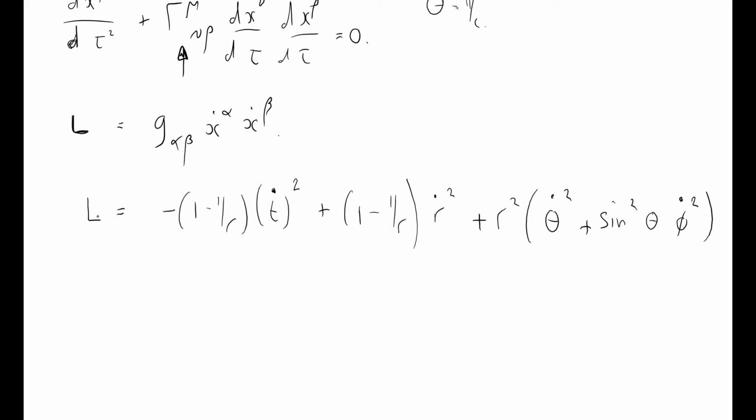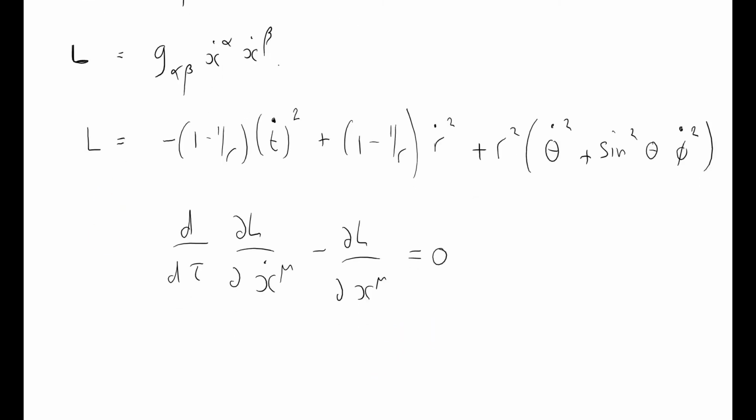Now, what equations have I got? What I want to do is to solve the Euler-Lagrange equations, which is d by d tau, partial L by partial x dot mu, minus partial L by partial x mu equals 0. How long has this one been going? 3 minutes 37. Well, you see, you've got 4 equations here. You've got mu equals t, r, theta and phi. So it looks like it's one equation, but there's actually 4 equations here. So what we're going to do is do them step by step. There we go. Let's try the t.